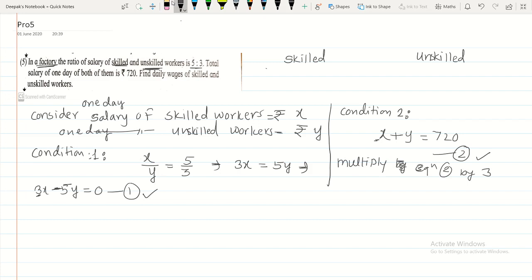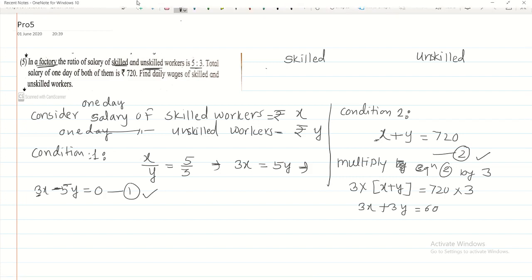I am writing the left hand side of equation 2, X plus Y, and I am going to multiply it by 3, and the right hand side 720 we also need to multiply by 3. So 3 into X becomes 3X, plus 3 into Y becomes 3Y, equal to 720 times 3. 3 twos are 6 and 3 sevens are 21. I'll make some room for that number.